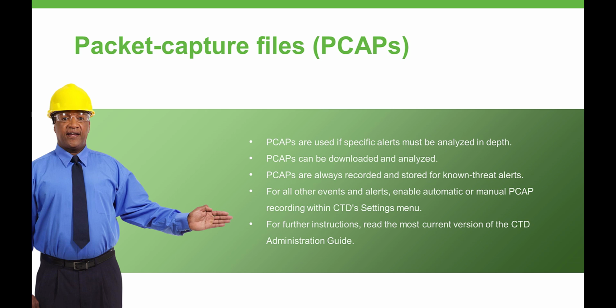By default, CTD always records and stores PCAP files for known threat alerts. If you need CTD to automatically generate PCAPs for less serious events and alerts, you must enable this capability using the Settings menu within CTD. Automatic PCAP recording capability can be enabled for separate networks that are part of the site that is being protected.